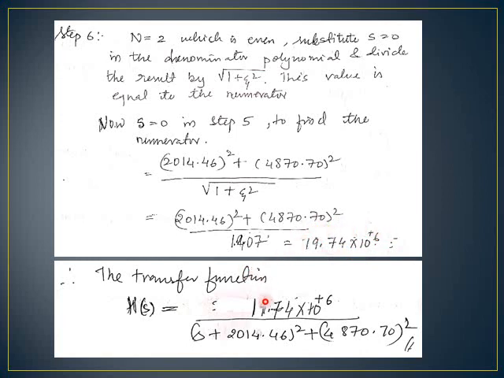Therefore the transfer function is h of s is equal to 19.74 into 10 to the power 6 divided by (s plus 2014.46) the whole square plus 4870.70 whole square. So this is how you have to solve the problem. And in the last step, step 6, you need to simplify the denominator of h of s and get the solution.